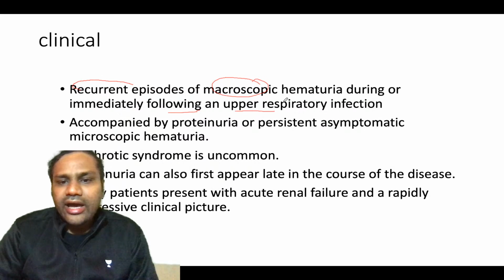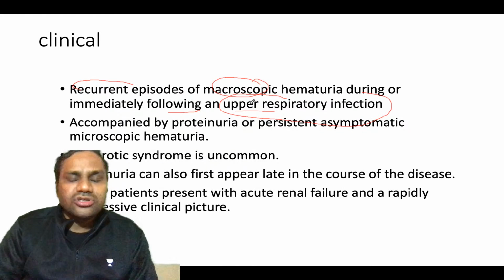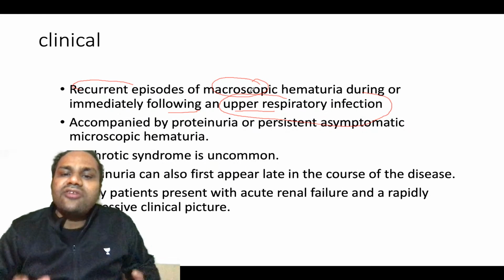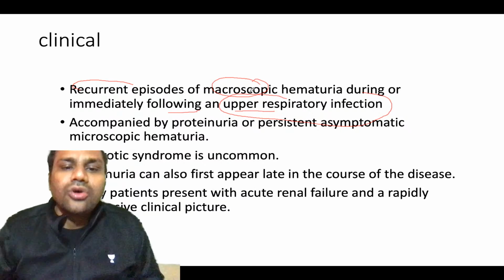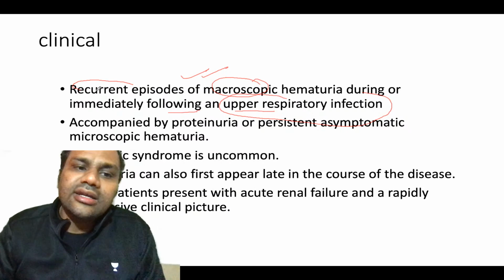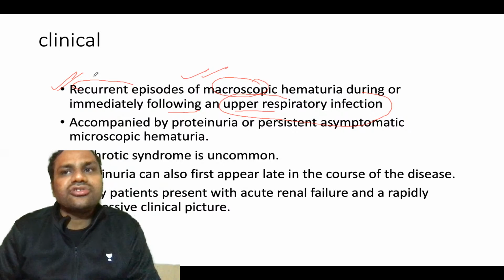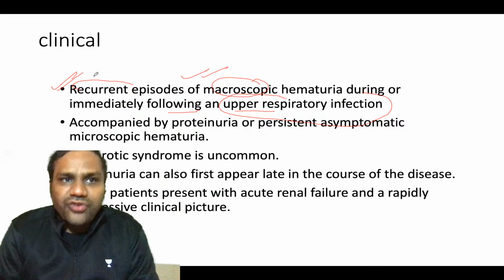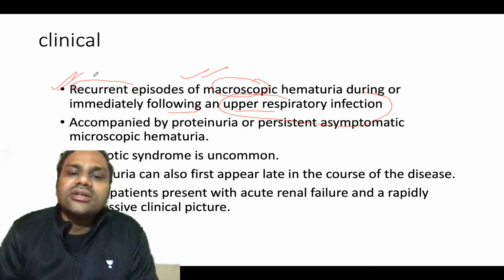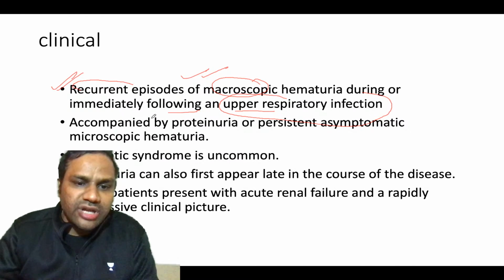follow-up on an upper respiratory infection. Okay, so there will be an upper respiratory infection and then there will be macroscopic hematuria after that. This is very important: two things which you need to see in case of IgA nephropathy. Firstly, there will be upper respiratory infection and then there will be macroscopic hematuria after that.